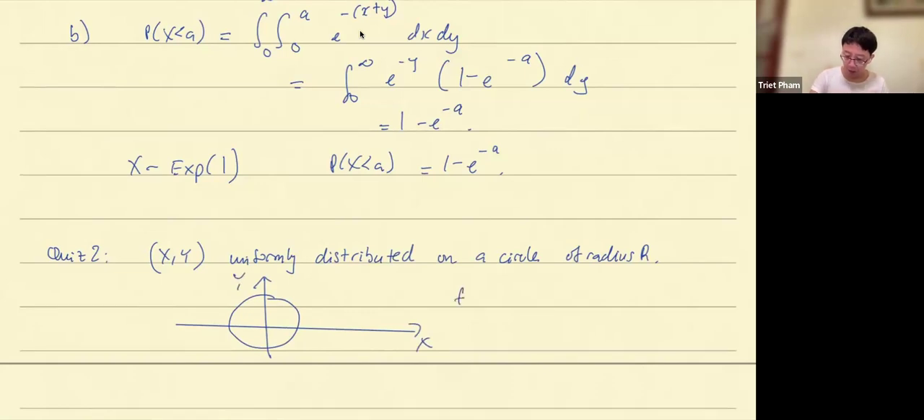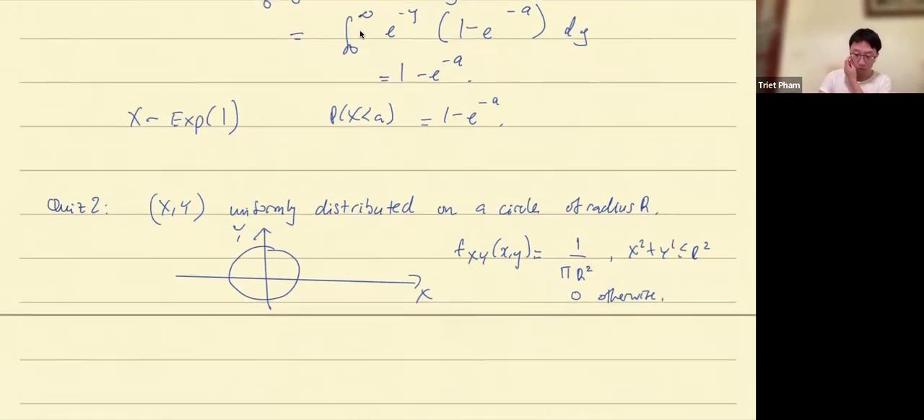So the joint is 1 over pi r squared, for x squared plus y squared less than or equal to r squared, and 0 otherwise. Are X and Y independent? Explain.